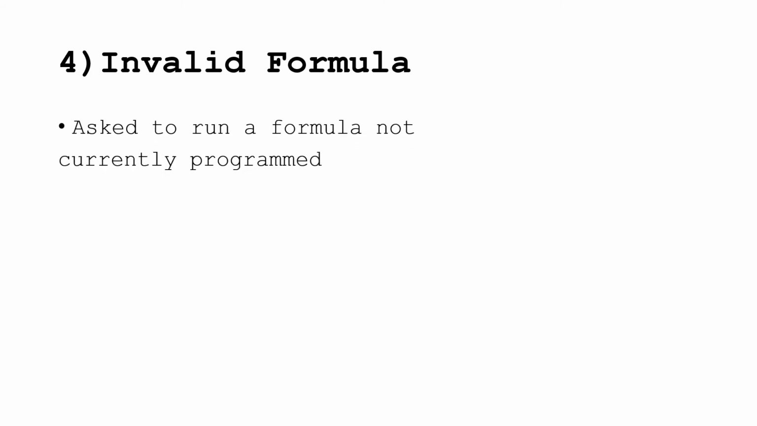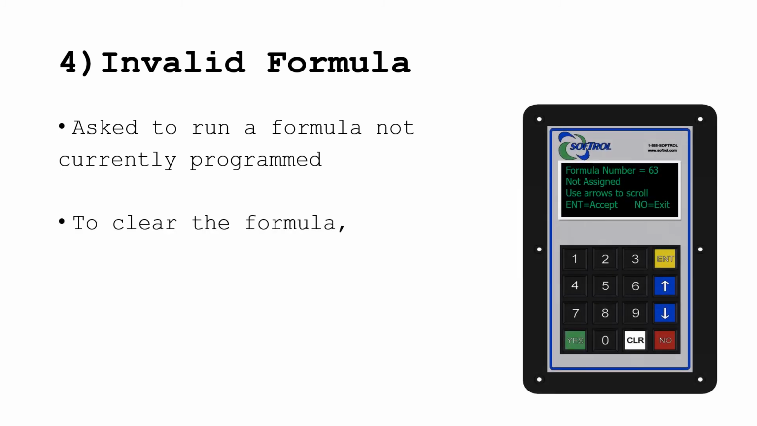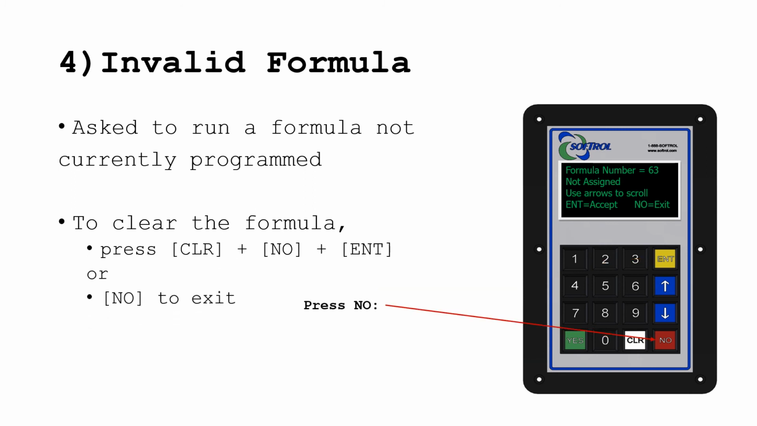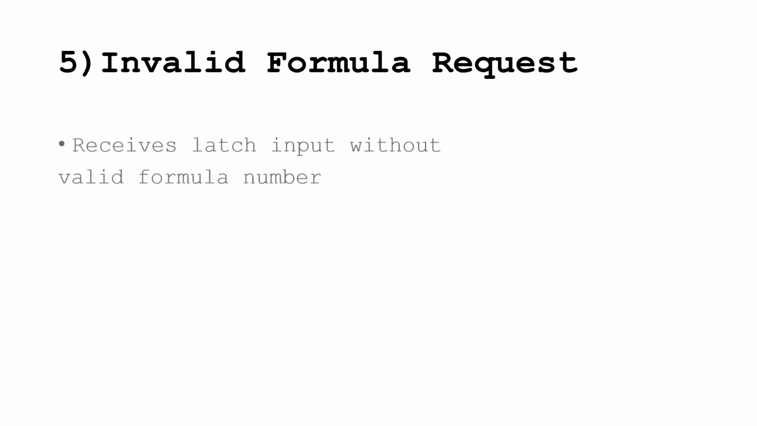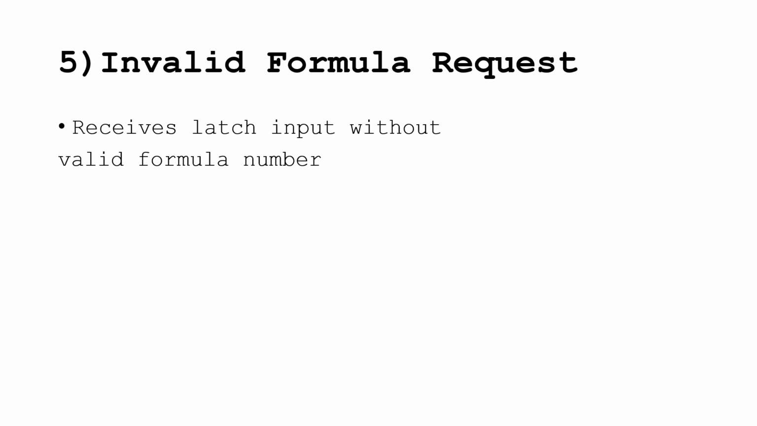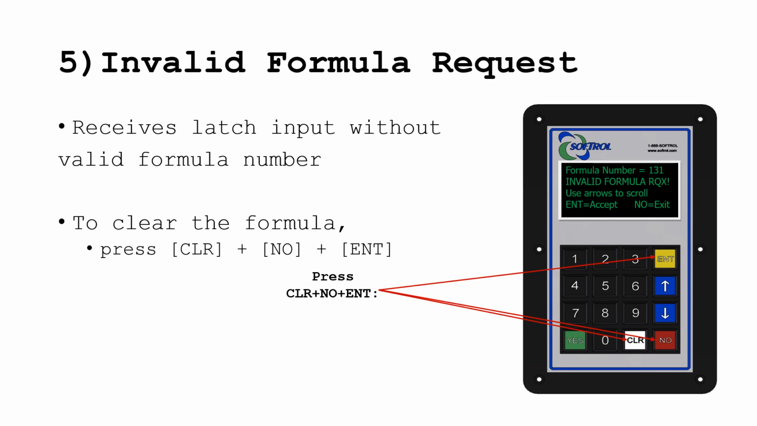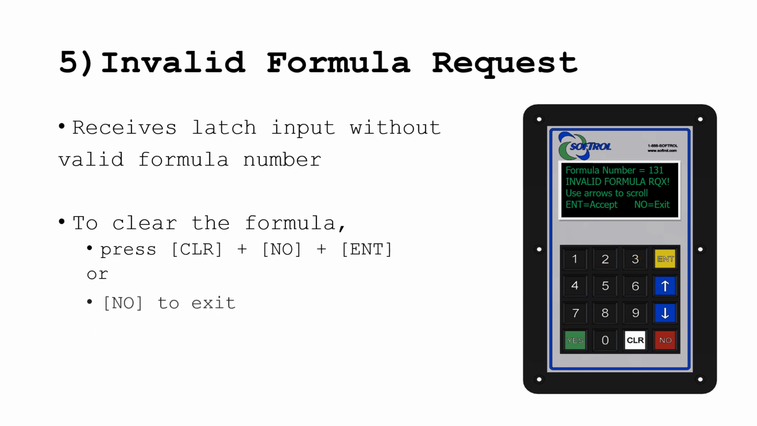4. Invalid formula. When the interface is asked to run a formula that is not currently programmed, the machine will show this error. Press CLR, No, and ENT simultaneously, or No, to exit. 5. Invalid formula request. When the interface, in the waiting for formula state, receives the latch input without a valid formula number, the machine will show this error. Press CLR, No, and ENT simultaneously, or No, to exit.